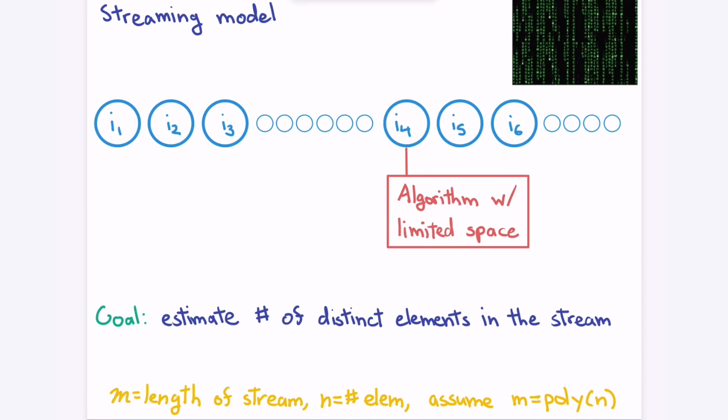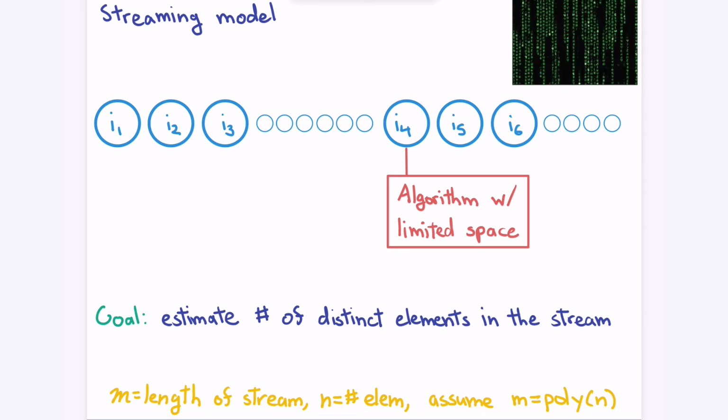N will be the size of the universe of possible elements, so it'll be from 1 to n. And to just make life easier, I'm going to assume they're within a polynomial factor of each other. So if something works as 1 over poly n, that's the same as 1 over poly m, and we can easily take certain union bounds. Just to keep things simple.